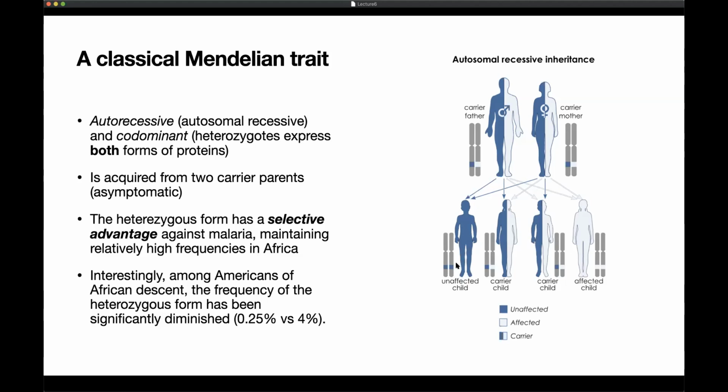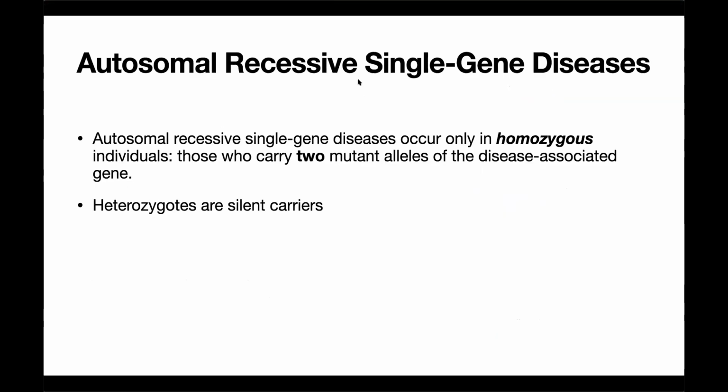In one case, 1 out of 4, you'll have a child with both wild types, so this is an unaffected child. 1 out of 4, you'll have a child that has both affected variants, so this is now homozygous, so disease manifestation. And you have carrier children that don't manifest the disease because you're making healthy protein in addition to some malformed protein. So autosomal recessive single gene disease occurs only in homozygous individuals, those who carry 2 mutant alleles with the disease-associated types, and heterozygotes are silent carriers.